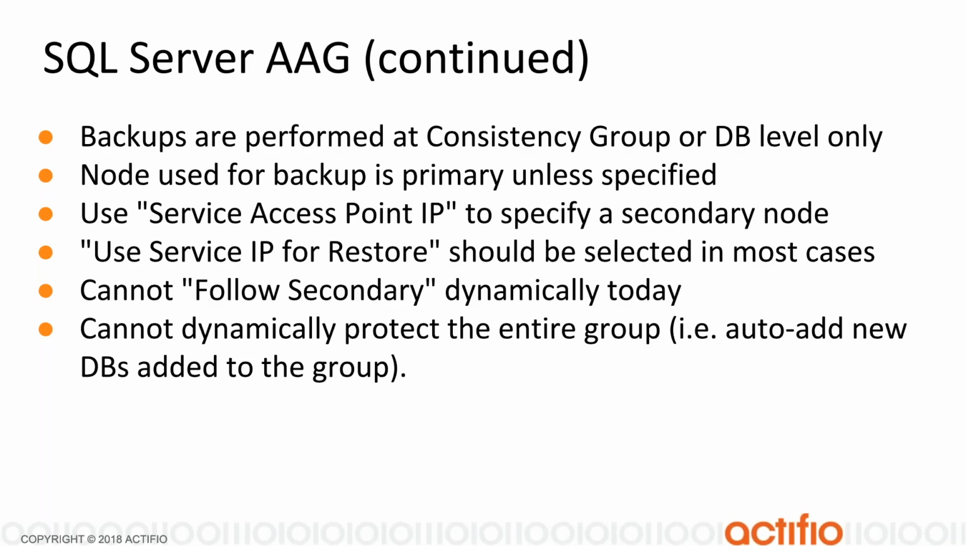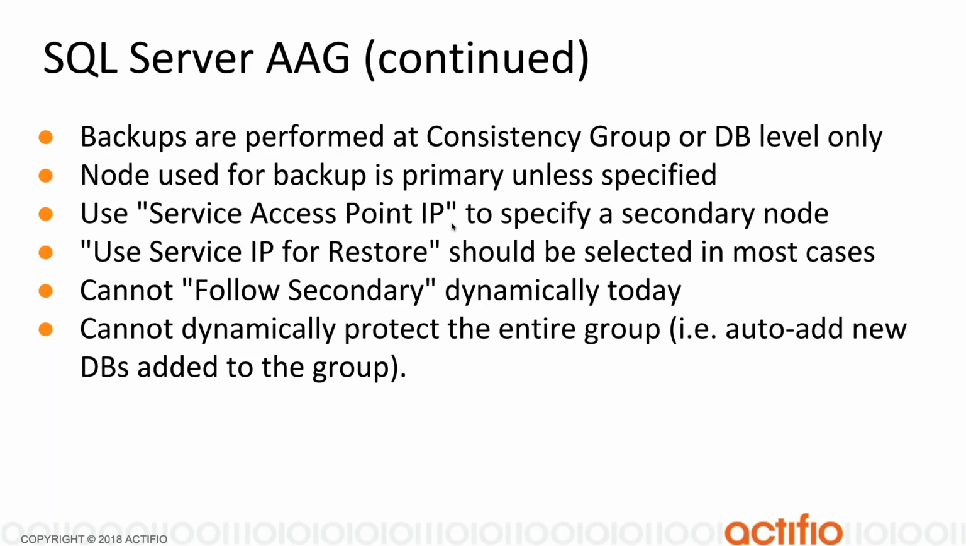But at the same time, we recognize customers oftentimes really want to back it up from the secondary. They feel like that's the lower risk option. And so what we've done is we've given you the ability to specify where the backup should run from. That's what this service access point IP is. And I'll show you where that setting is set in just a moment. But setting this value basically tells us, don't look at where the primary is. Don't look at that virtual IP address of the primary. Instead, go ahead and use this specific node for the backups.